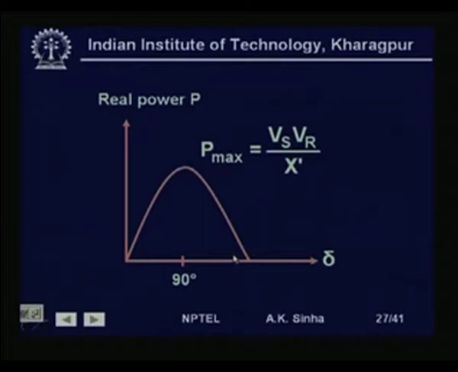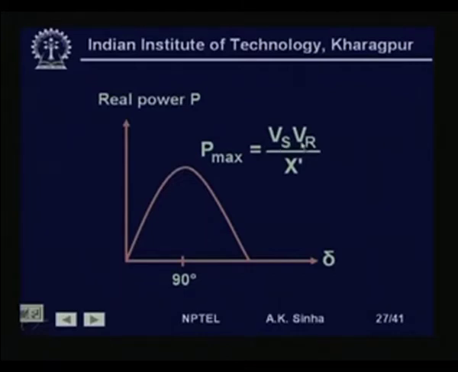This tells us one very important thing, that the maximum power transmitted over the transmission line depends on the square of the voltage, because normally Vs and Vr will be very close to 1 per unit. So we will be talking in terms of the square of the rated voltage of the transmission line. So P max is proportional to the square of the voltage. When we double the system voltage, we are able to transmit 4 times the power.